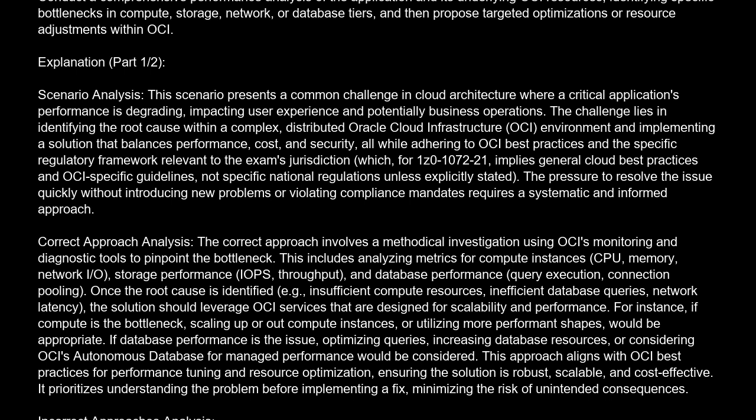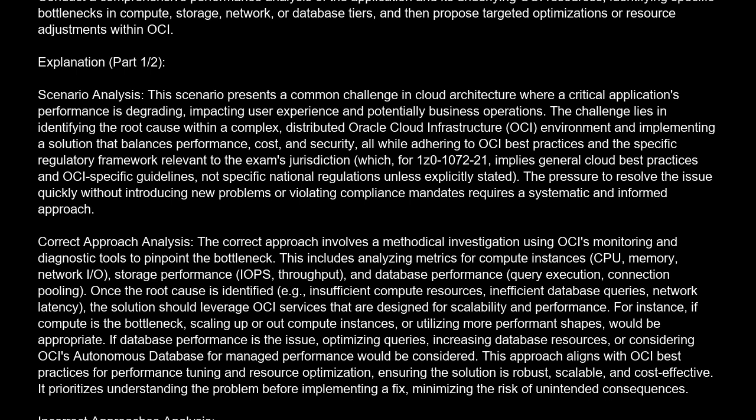The pressure to resolve the issue quickly without introducing new problems or violating compliance mandates requires a systematic and informed approach. Correct approach analysis. The correct approach involves a methodical investigation using OCI's monitoring and diagnostic tools to pinpoint the bottleneck. This includes analyzing metrics for compute instances, CPU, memory, network I/O, storage performance IOPS, throughput, and database performance, query execution, connection pooling. Once the root cause is identified, e.g., insufficient compute resources, inefficient database queries, network latency, the solution should leverage OCI services that are designed for scalability and performance.